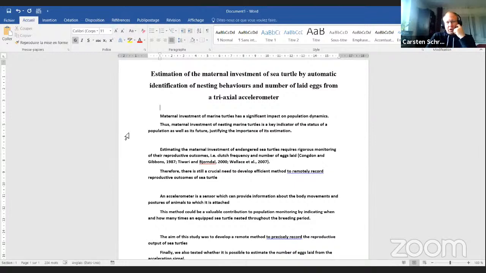But I mean, here you already have data. The study is kind of finished, isn't it? Yes, we have data for the method, but for the application, we still don't have data during the entire breeding season.